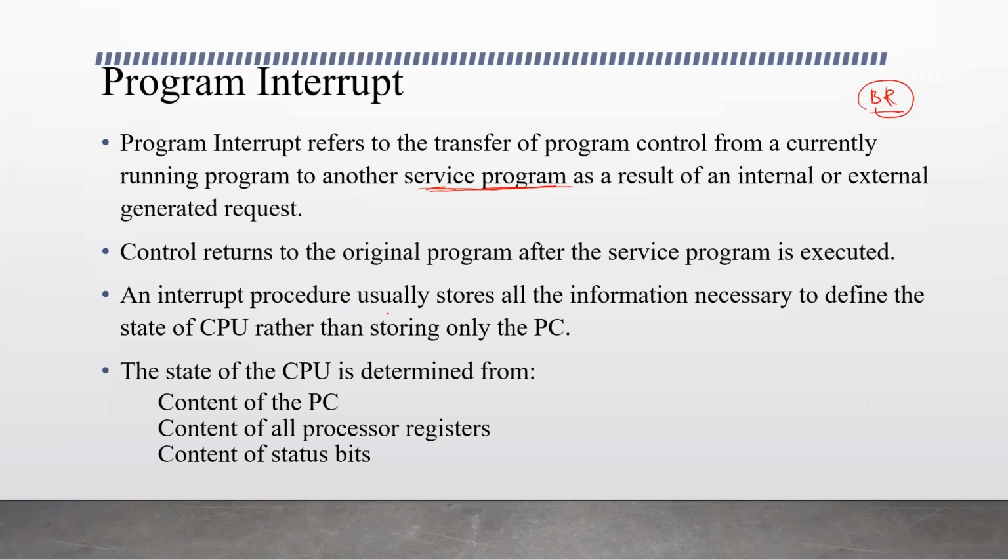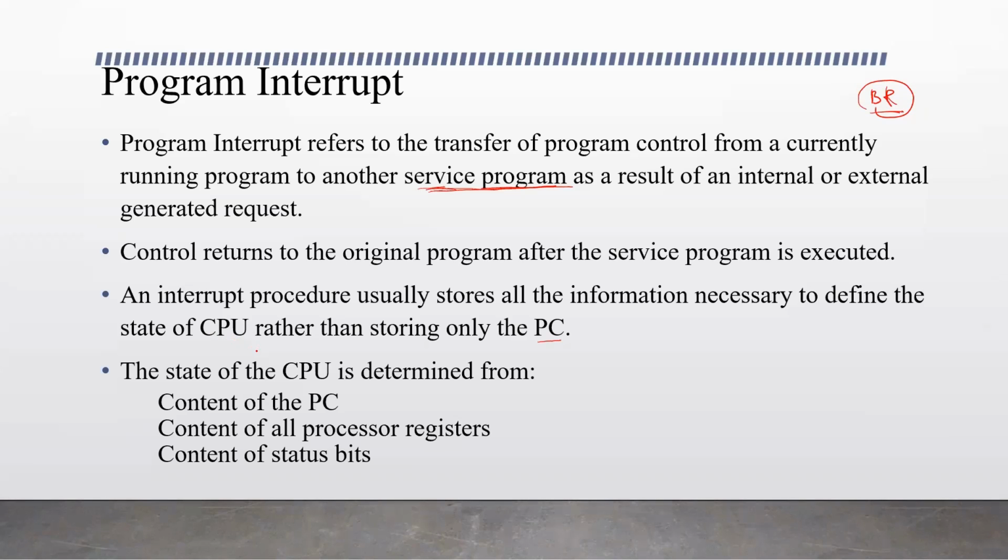An interrupt procedure usually stores all the information necessary to define the state of the CPU, rather than storing only the PC. In the earlier cases, when a subroutine is called, the program counter will have the return address. So the content of PC is saved in some temporary location and the branching is done. But here the state of the CPU is saved.